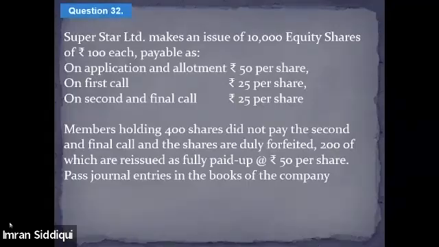Sir, share capital account debit 40,000 to share forfeited account 30,000, to calls in arrears 10,000. Yes, that's right. Equity share capital account debit 40,000, share forfeiture account credit 30,000, and to calls in arrears 10,000. Right.